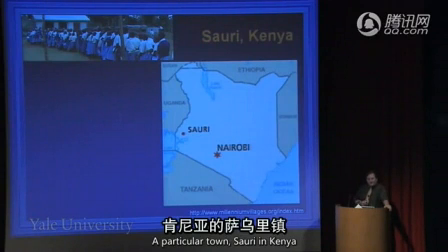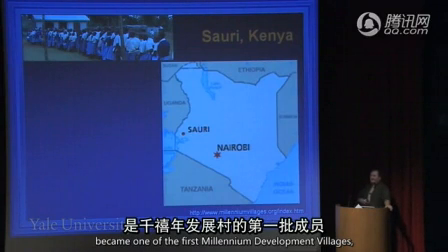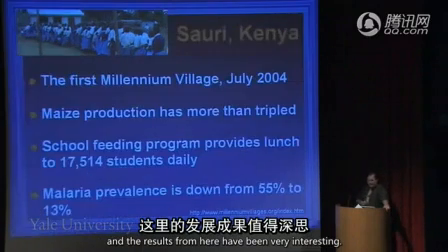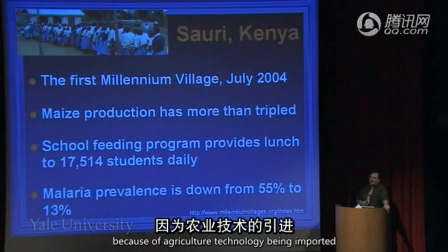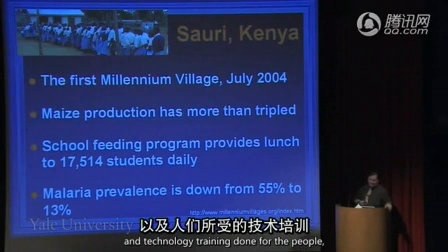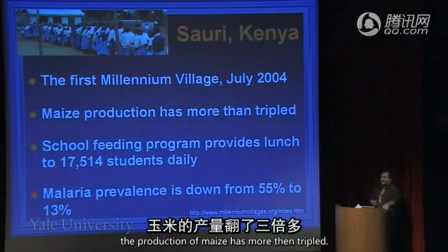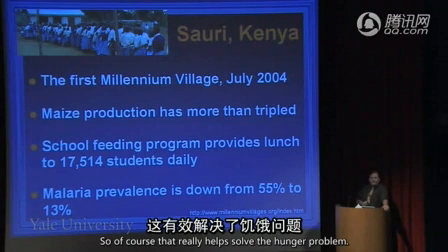So a particular town, Sori, in Kenya, and you see where it's located in the map, became one of the first Millennium Development Villages. And the results from here have been very interesting. Begun in July 2004, because of agriculture technology being imported and technology training done for the people, the production of maize more than tripled, so of course that really helps solve the hunger problem.